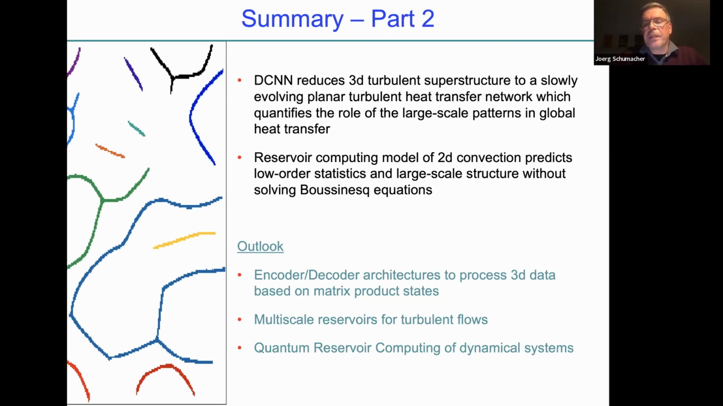So if you start to modify the architecture of these reservoir computing models, they might perform even better for turbulent flows, which are by nature multiscale phenomena. And the last point I have mentioned already: we are trying to follow these ideas of extending reservoir computing to so-called quantum reservoir computing in order to describe simple dynamical systems.